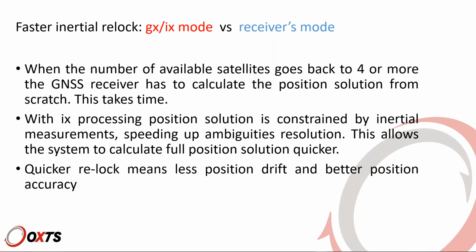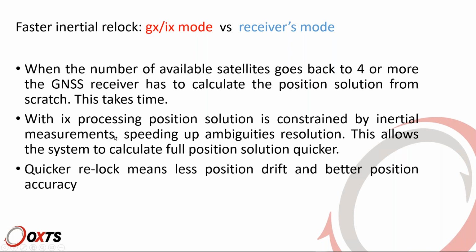Okay, faster inertial relock. What does it mean? So when the number of satellites is back to 4 or more, so the receiver can calculate a full position fix again, it will take time to do that because it will start from scratch. With fewer than 4 satellites, the receiver has no clue basically what its position is. It could be in the UK, in Italy, like the dataset I've shown you, in Japan, in Brazil. It has no clue.